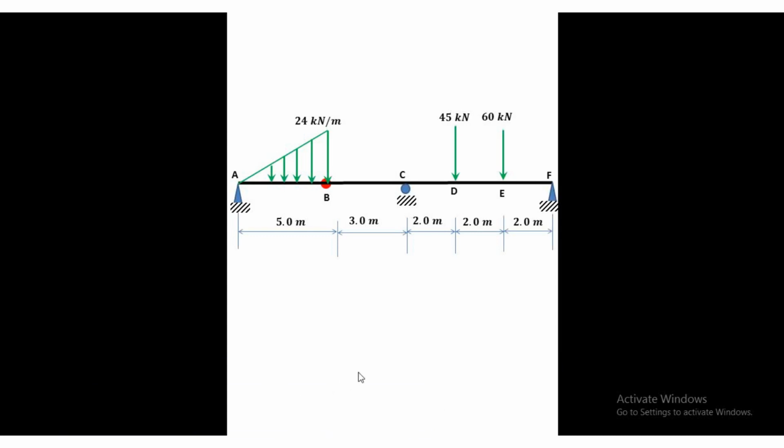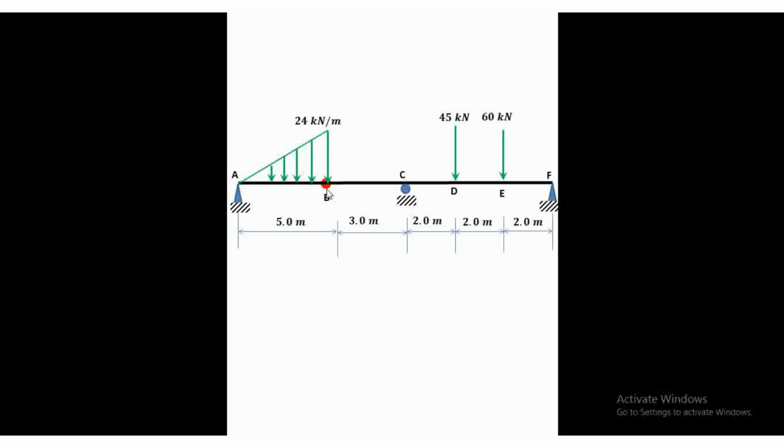For illustrative problem number 2, this is a combination of concentrated load and non-uniform distributed load. And if you notice here at point B, this red one is an internal hinge. So, if we get the degree of indeterminacy of this, because of this internal hinge, this beam now becomes a determinate structure. So, we can solve the reactions.